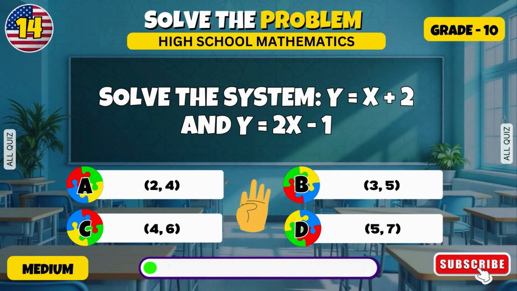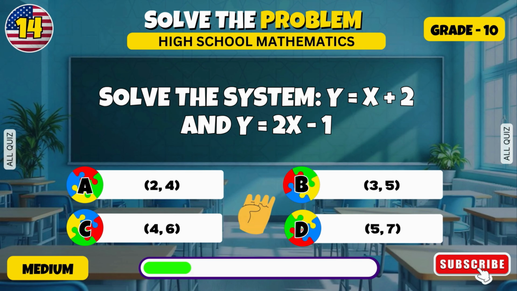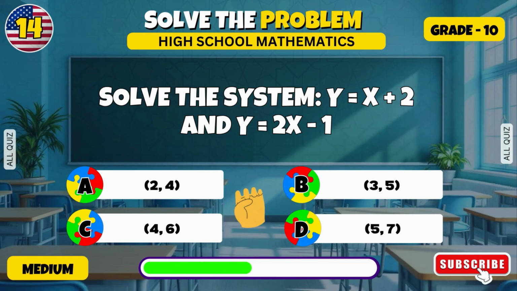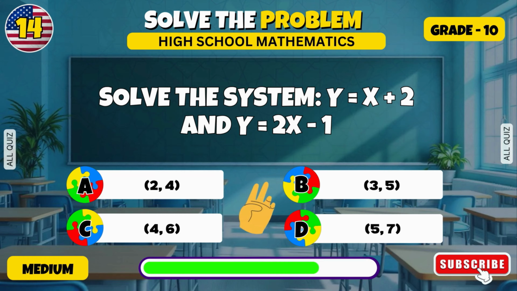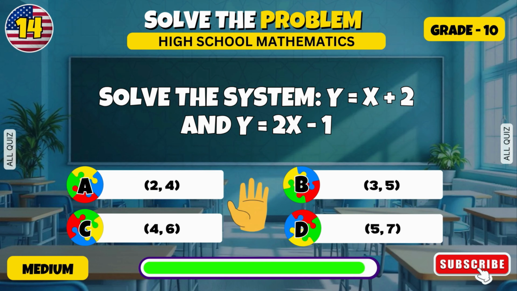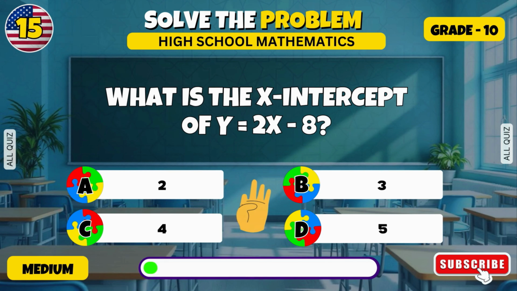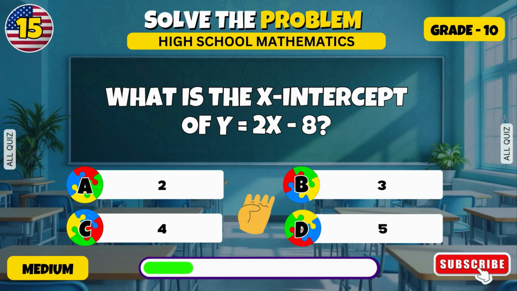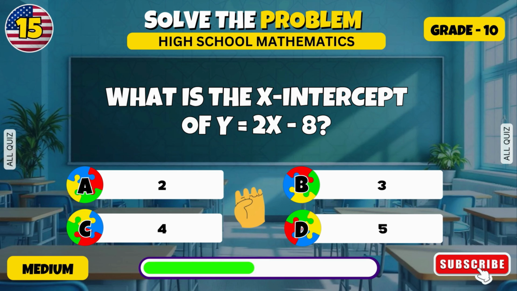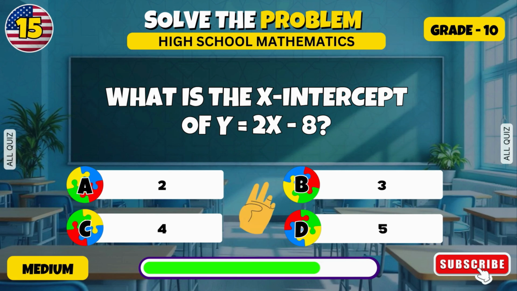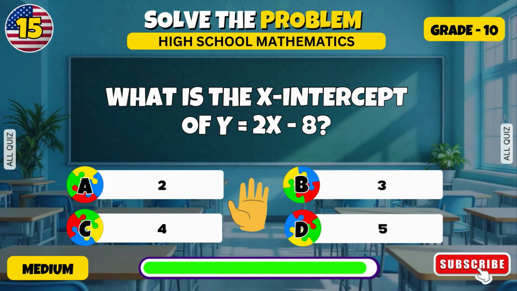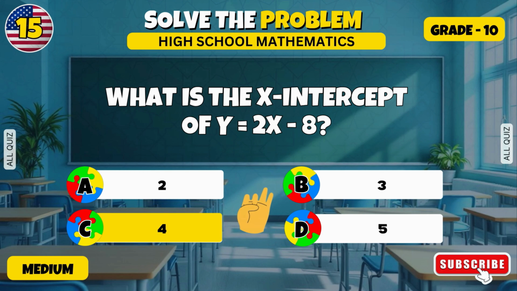System of equations time. y equals x plus 2 and y equals 2x minus 1. You got it! The solution is (3, 5). Find the x-intercept of y equals 2x minus 8. That's right! The answer is 4.